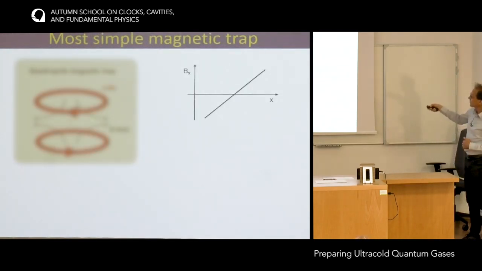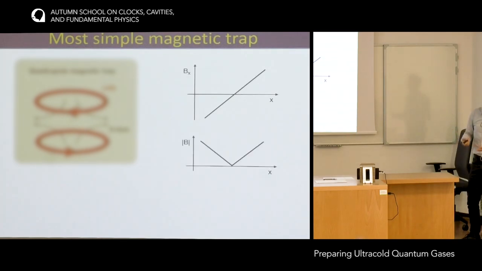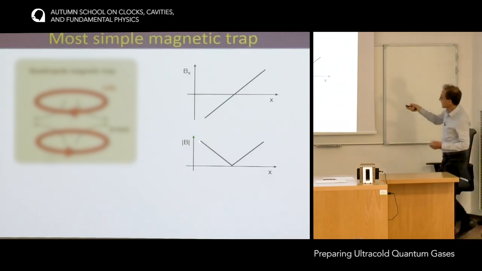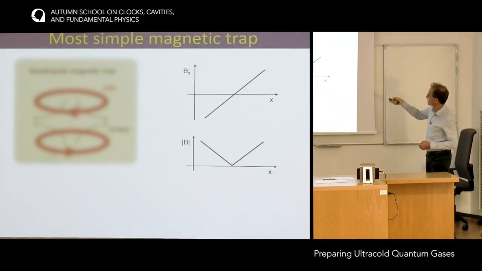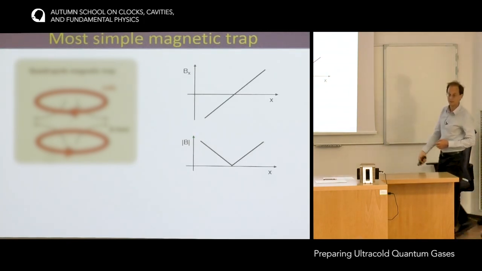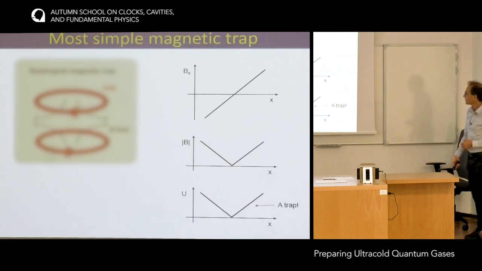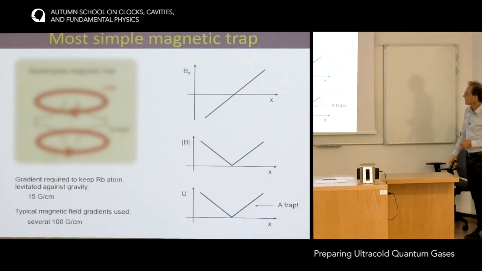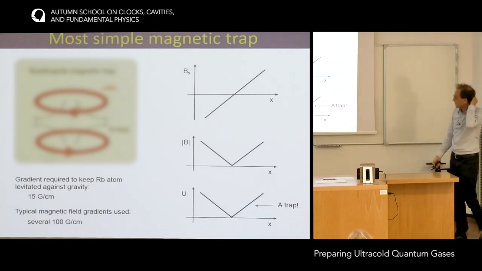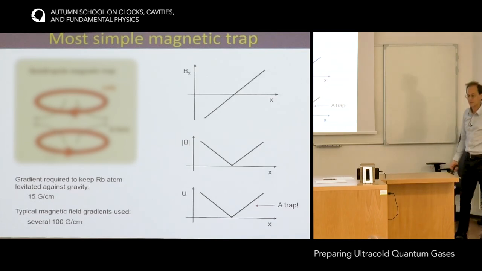So how to build a magnetic trap? The simplest is just a quadrupole magnetic field. It has zero in the center and grows in all directions like so. The magnetic trapping is only interested in the absolute value of the magnetic field, so yes, you get a trap. And for rubidium to overcome gravity, you need like 15 Gauss per centimeter, and typically you use more like 100 Gauss per centimeter.